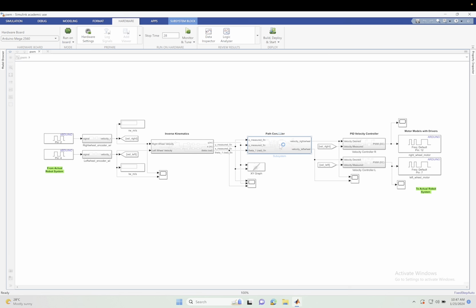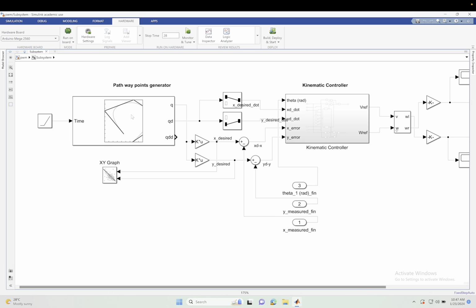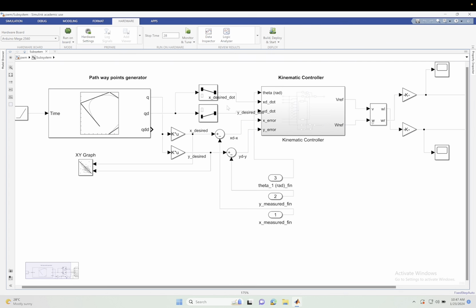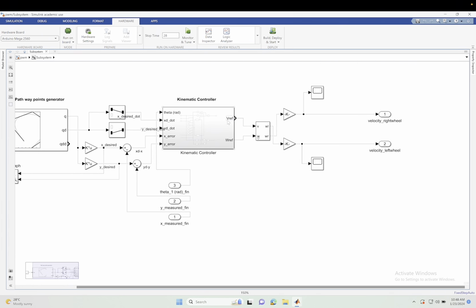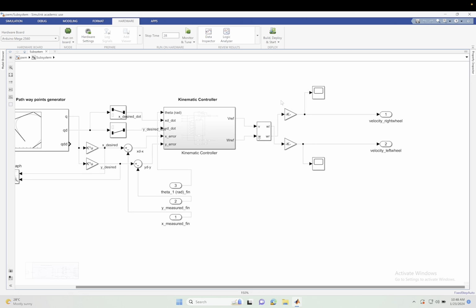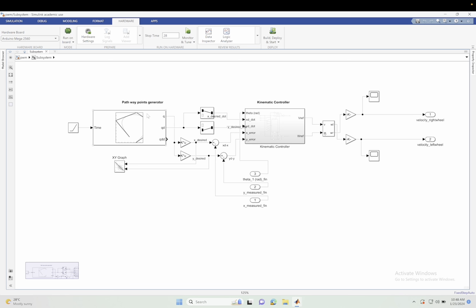Let's look into what the path controller contains. So this is a pathway generator where it helps us get the trajectory, and then the incoming theta, x, and y measured values from the robot are fed into this to compute the errors which we feed into the kinematic controller. And then the purpose of the kinematic controller is to give us the final V of the robot and the omega of the robot. This is with reference to what is desired versus what is measured. And then that is again converted into the corresponding velocities of the left and the right wheel, which are the new desired velocities that the robot has to move to so that it can achieve the desired coordinates.